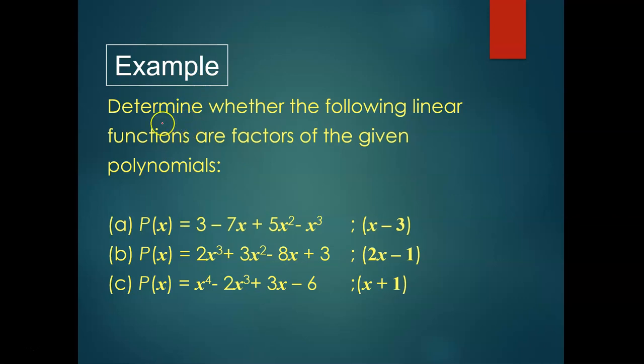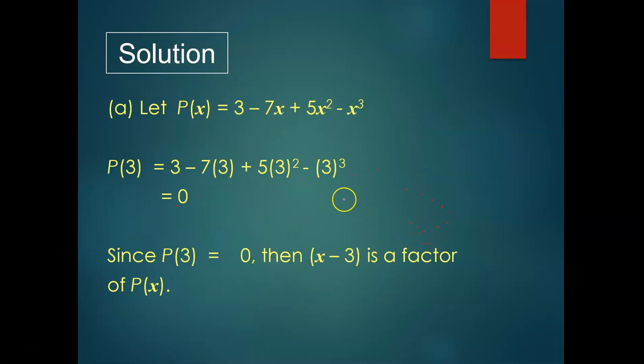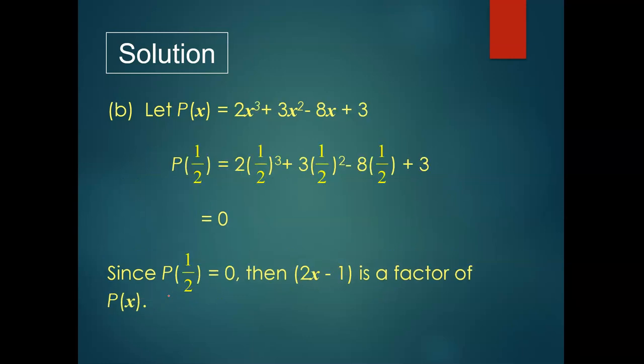Okay. Example, this is a very easy example. Determine whether the following linear functions are factors. To show they are factors, you must show that P(a) must be 0. So in this case, x - 3 equals 0, then x equals 3. So you substitute x equals 3 into the equation here. Did you get 0? If you get 0, it means this linear term is a factor. For example, like this. You substitute x equals 3, then it gets 0. P(3) equals 0, then x - 3 is a factor of P(x). Okay, very easy.